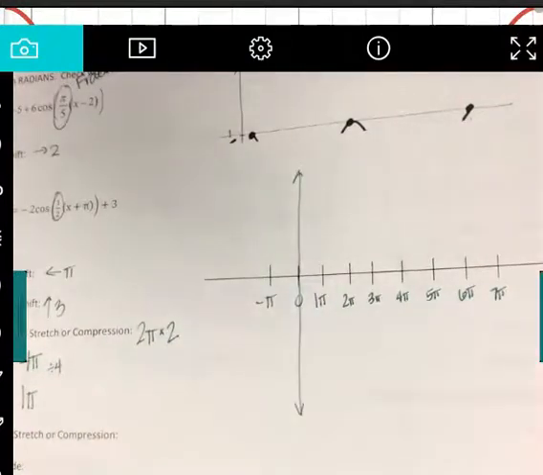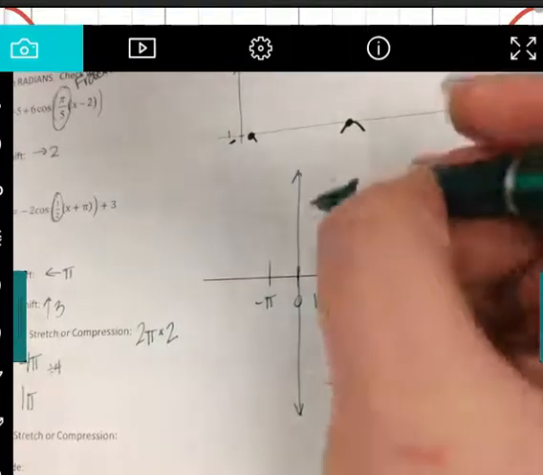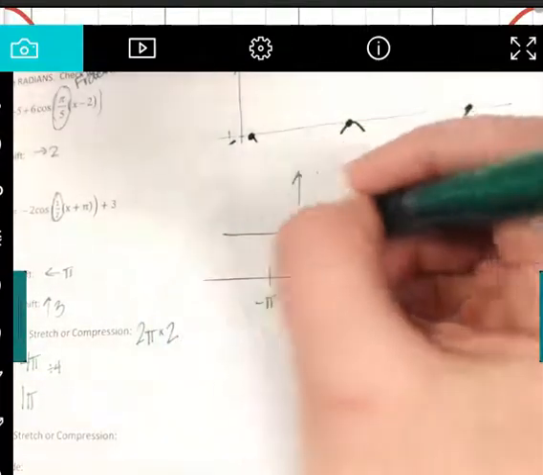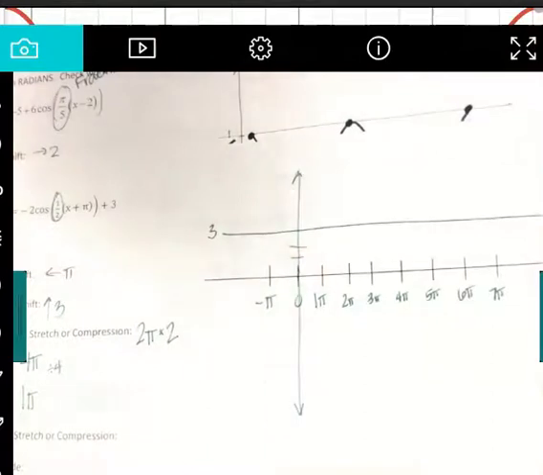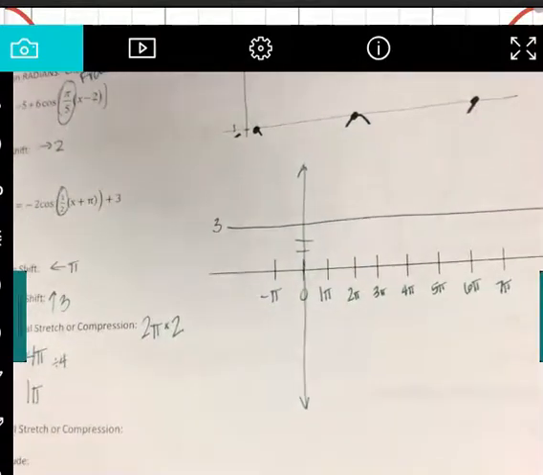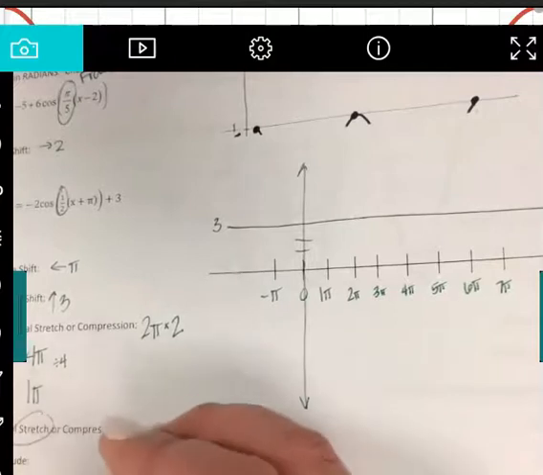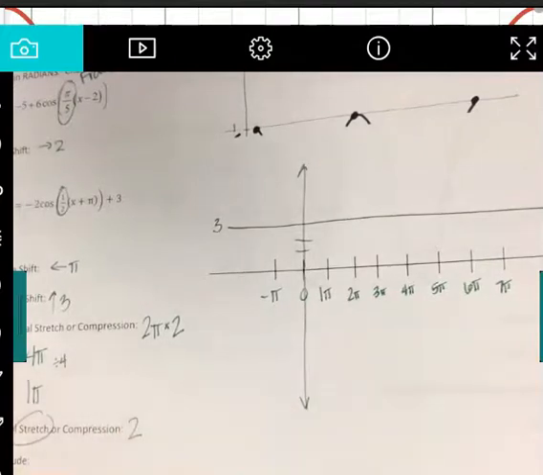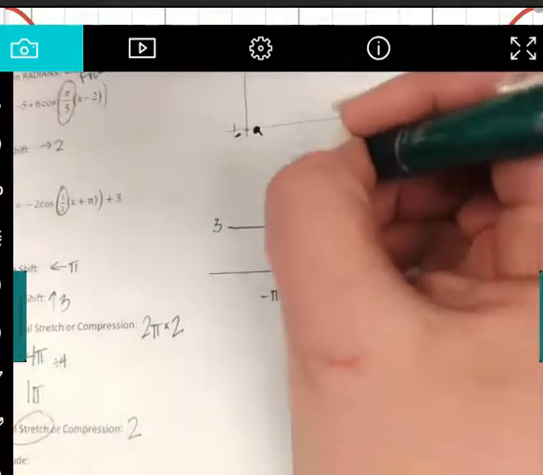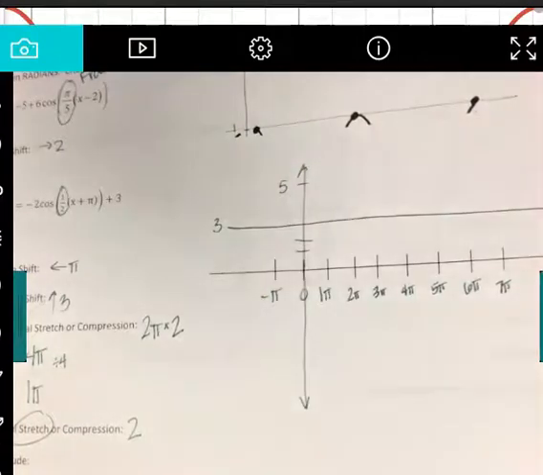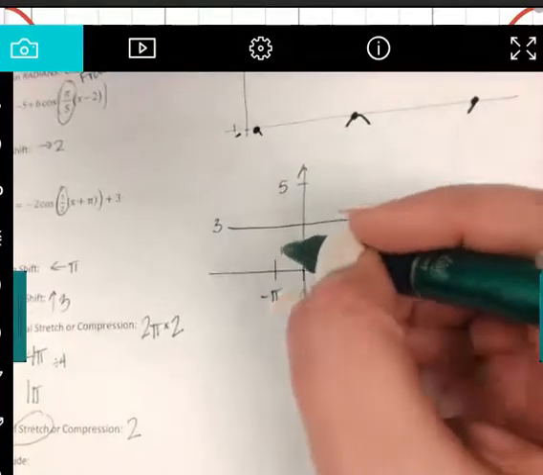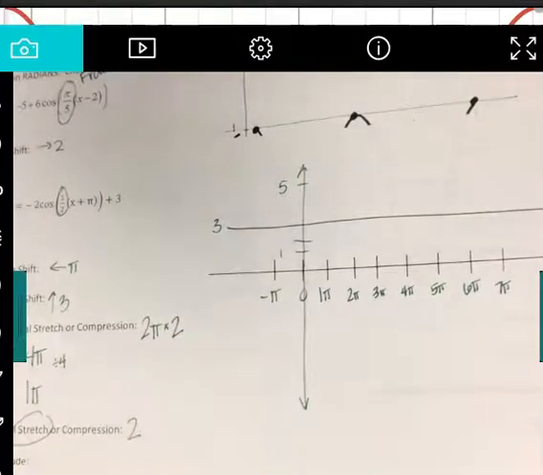Okay, then where are we shifting our middle line to? Okay, so 1, 2, 3. There's our middle line. And then am I starting up or down 2? Or, oops, I just told you. It's a stretch of 2. So if I go up 2 from 3, where would I be at? 5. And if I go down 2, where would I be at? 1.